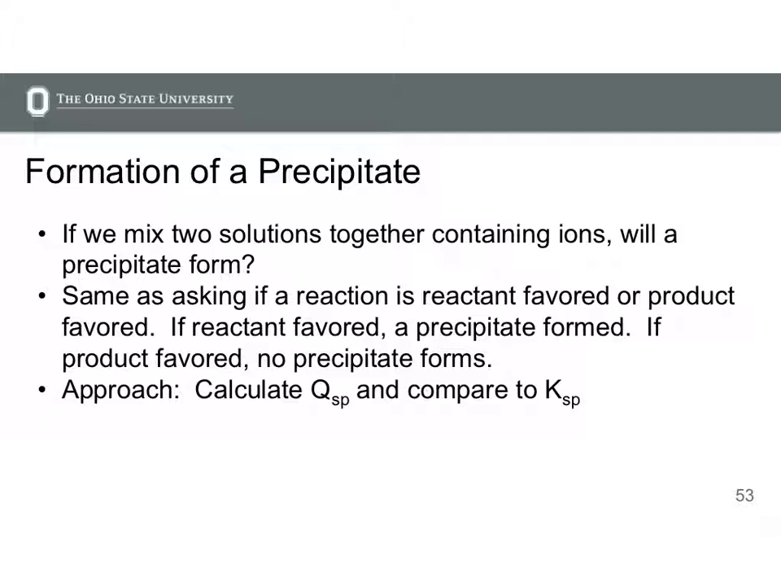So the next thing we're going to look at is what happens when we mix two solutions together. Will a precipitate form? You've probably done these types of reactions in lab, looking at the formation of precipitates. You looked at the solubility rules, did a study of that, and mixed things together and saw white colored solutions, yellow solutions, maybe. Okay. Well, you're missing out.